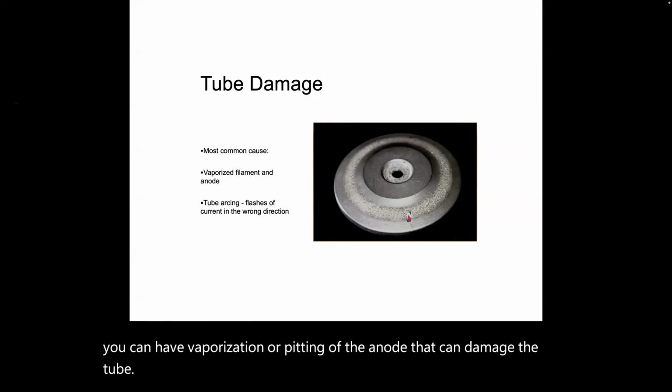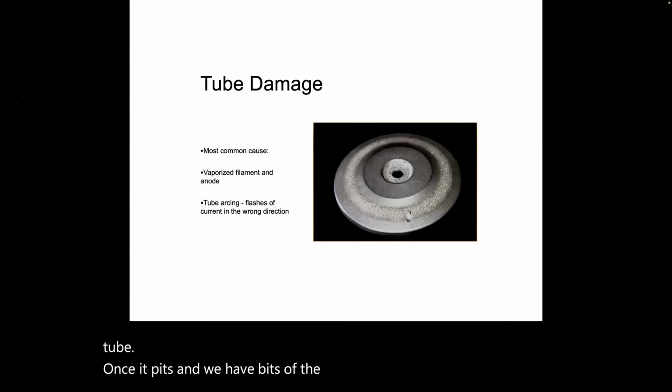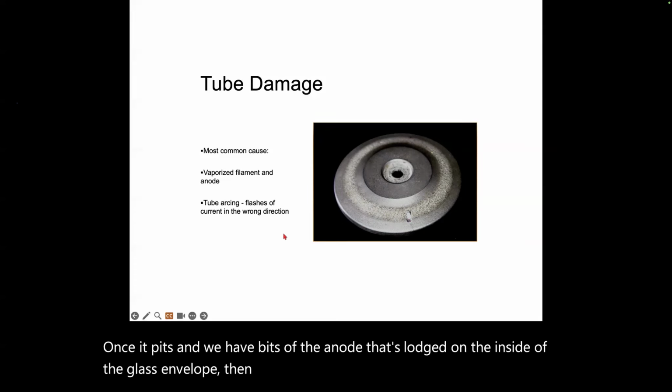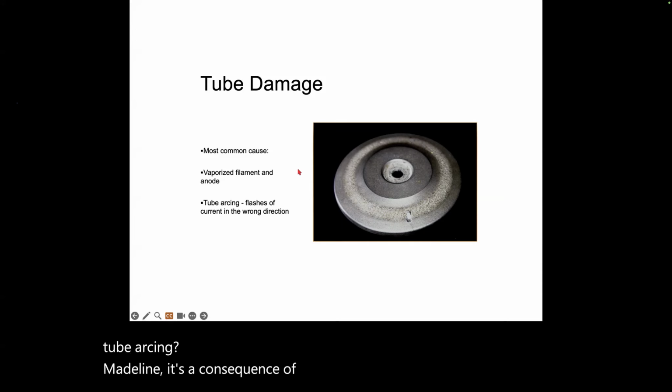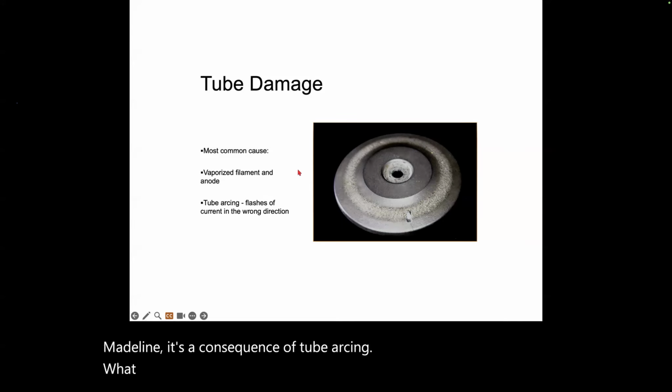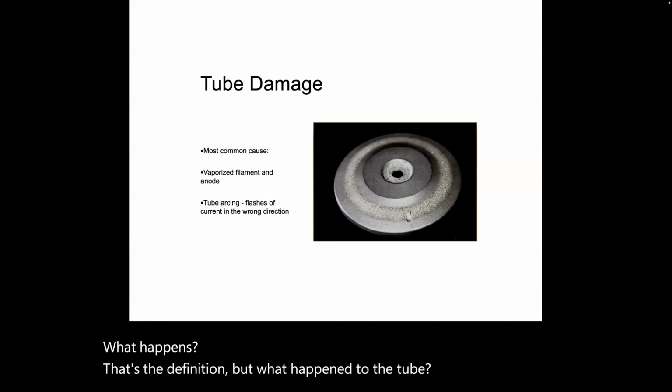Once it pits and we have bits of the anode lodged on the inside of the glass envelope, then we can have arcing. What's the consequence of tube arcing, Madeline? What happens? I'm not sure, but I just see on the screen it says flashing of current in the wrong direction. Well, that's the definition, but what happens to the tube? Does anybody know?